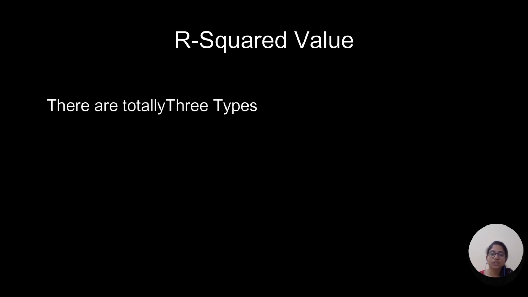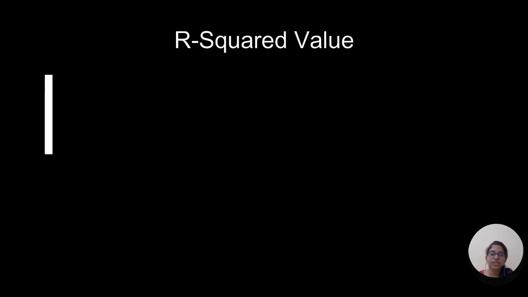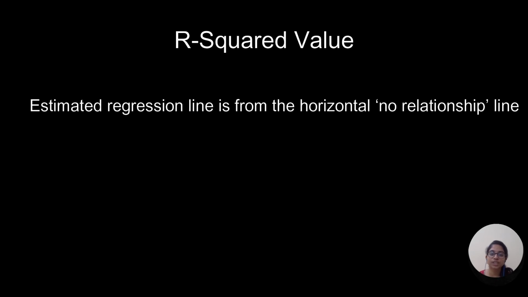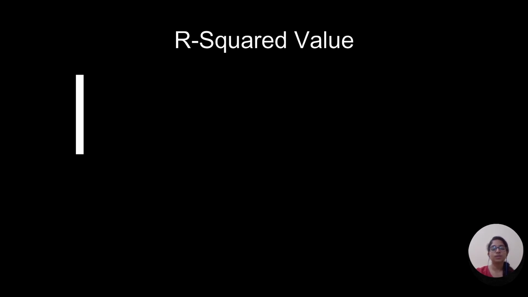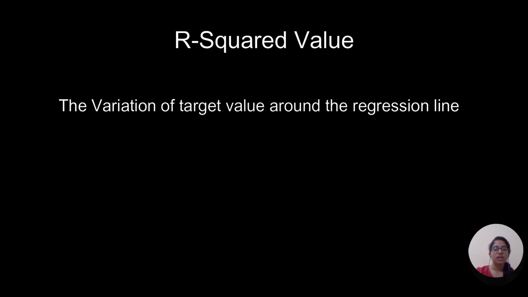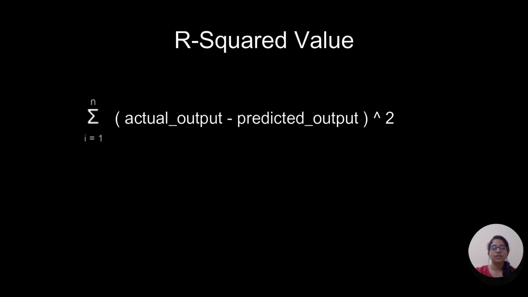And there are three types. The first one is the regression sum of squares, SSR, and this gives information about how far the estimated regression line is from the horizontal, that is the no-relationship line, the average of the actual output. The error is equal to sigma i equals 1 to n of (predicted output minus average of actual output) whole square. And the second one is the sum of squared error, that is SSE. It tells how much the target value varies around the regression line, that is the predicted value. The error is equal to sigma from i equals 1 to n of (actual output minus predicted output) whole square.